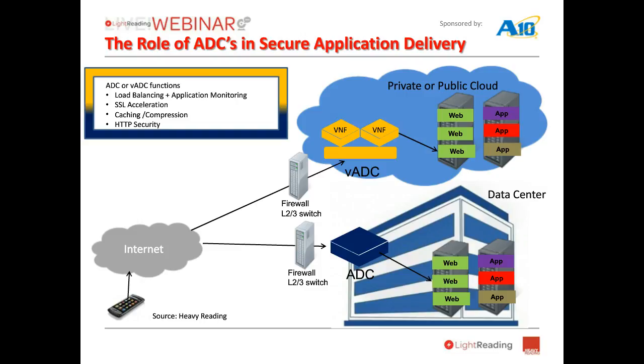The key point that I wanted to make is that in both architectures, an ADC or virtualized ADC performs pretty much the same basic functions. This includes vital functions such as load balancing of traffic for web and application servers, and application health monitoring. There's also SSL acceleration, which offloads the requirement for web servers to perform encryption to the ADC. And of course there are other functions and applications as well, such as caching and compression of content, and even HTTP security support.